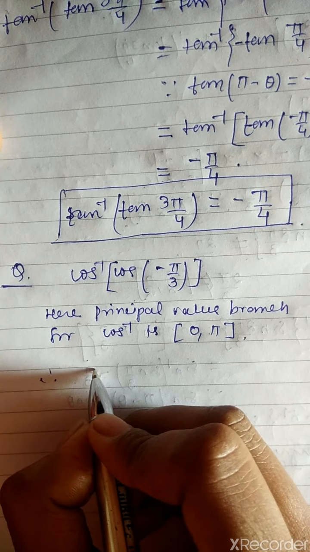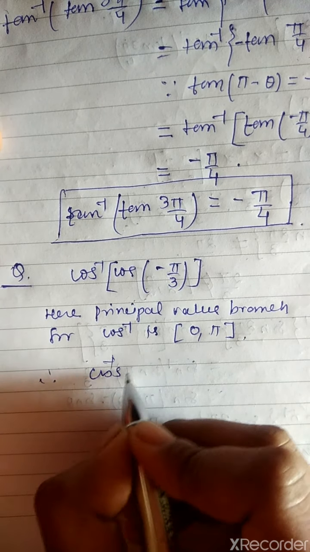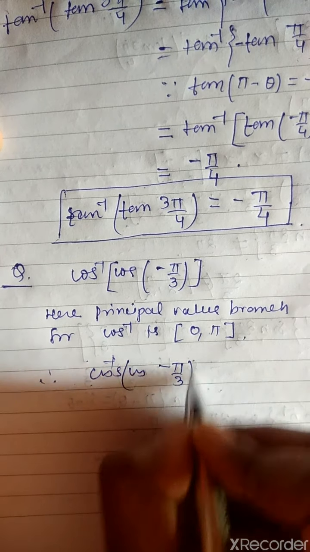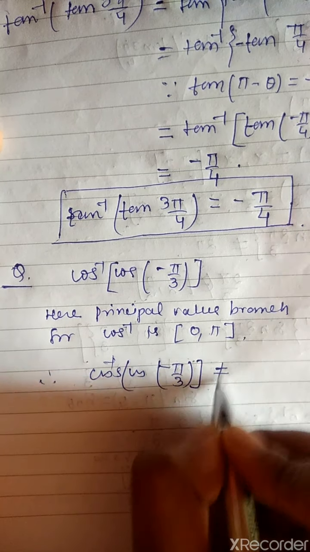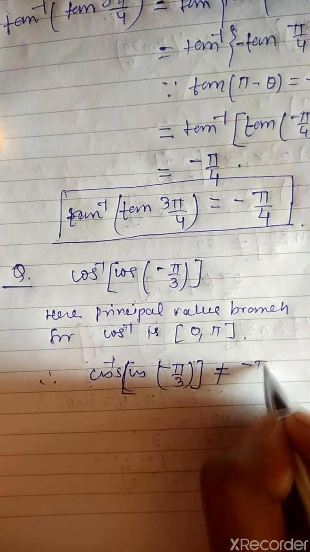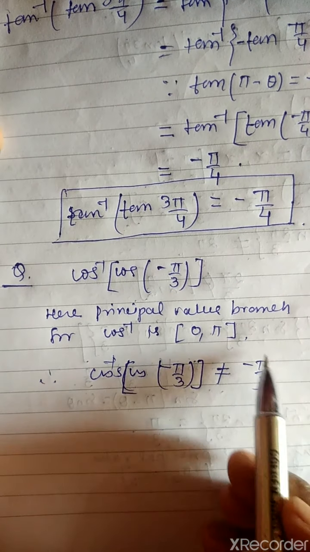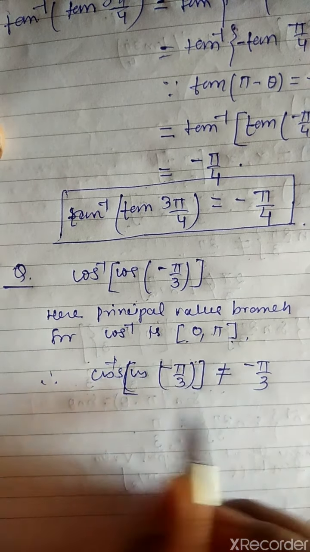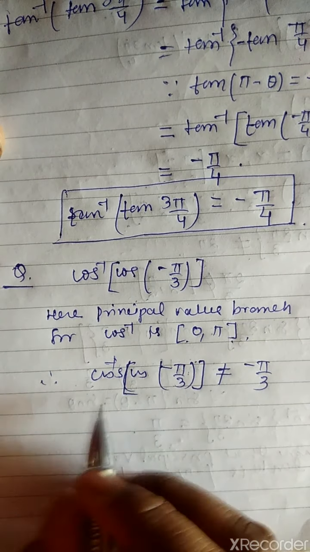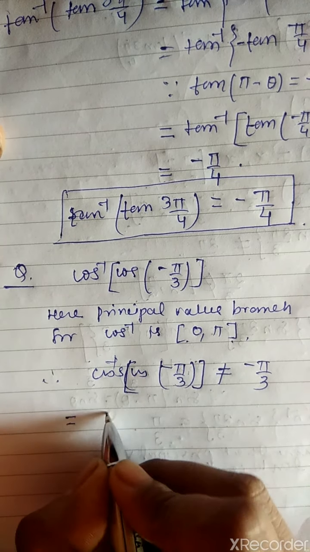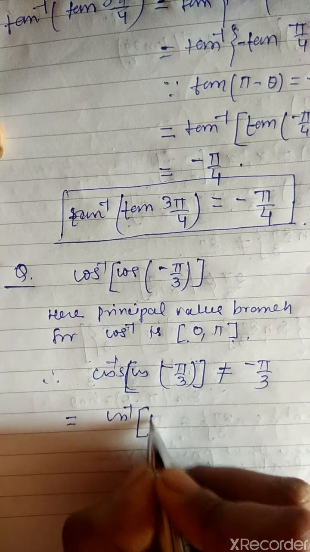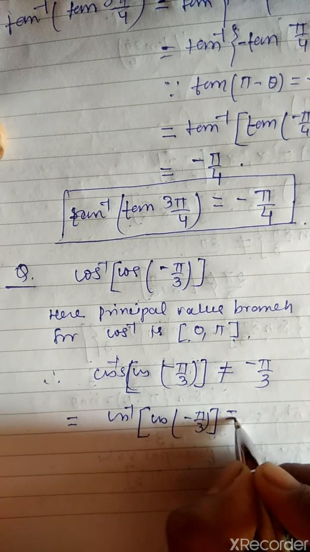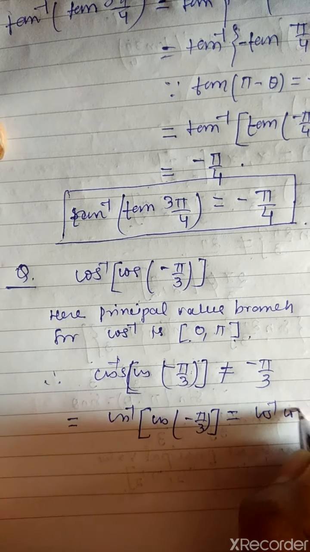Since it is 0 to pi, we will replace this one. Therefore cos inverse cos of minus pi by 3 cannot be equal to minus pi by 3, because this value does not belong to this range. So now we replace this value here. Therefore cos inverse of cos minus pi by 3 is equal to cos inverse cos pi by 3.